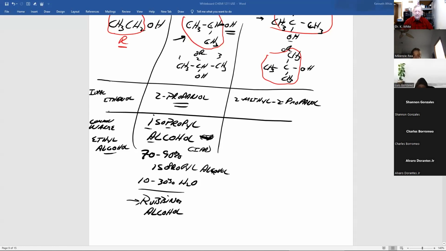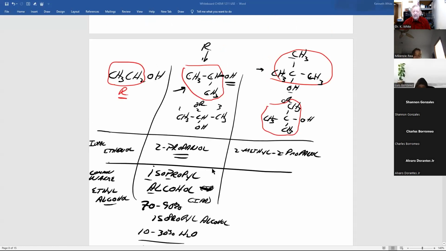All right, let's get back to common names of alcohols. Got sidetracked there, but let's get back on track. And the last one you should know, 2-methyl-2-propanol. Nobody ever calls it this. Notice right here, my R group, what is that? A T-butyl group. And this is called T-butyl alcohol.